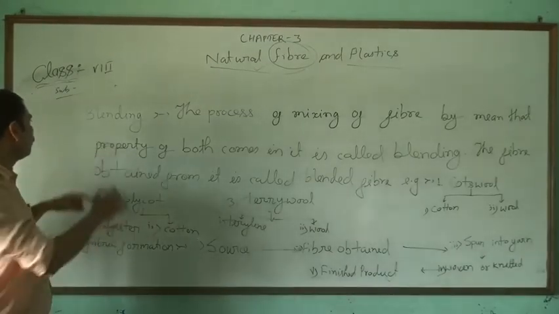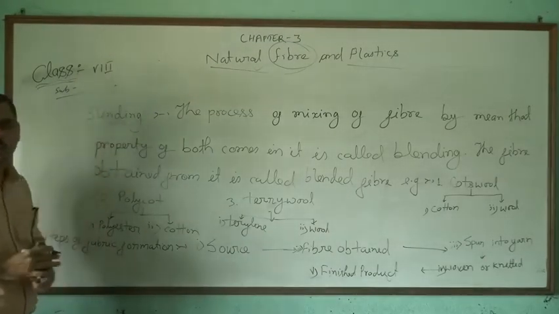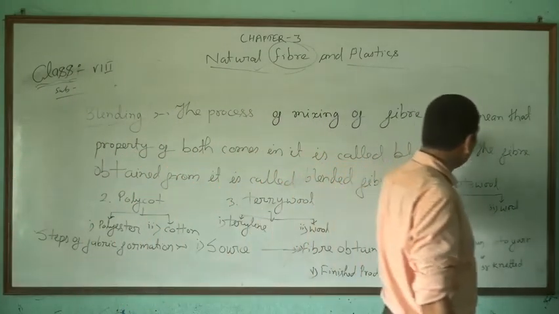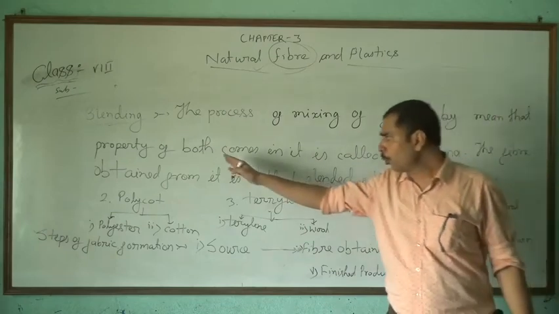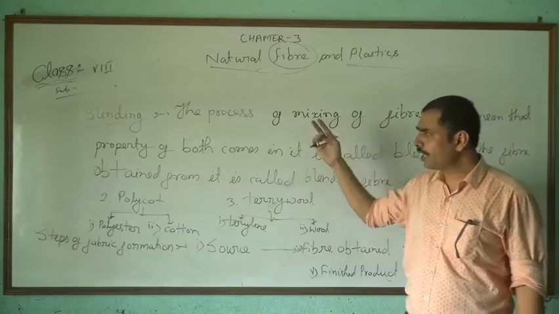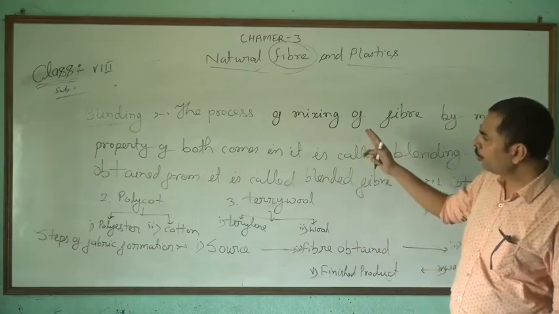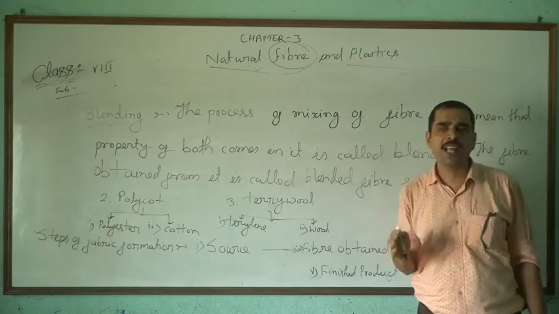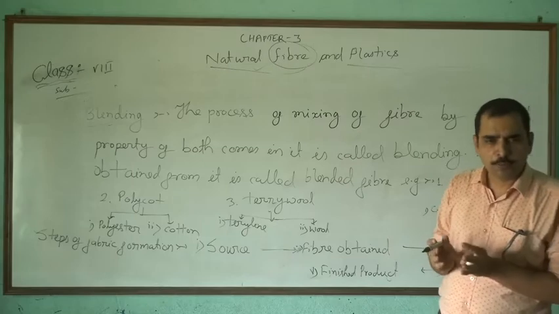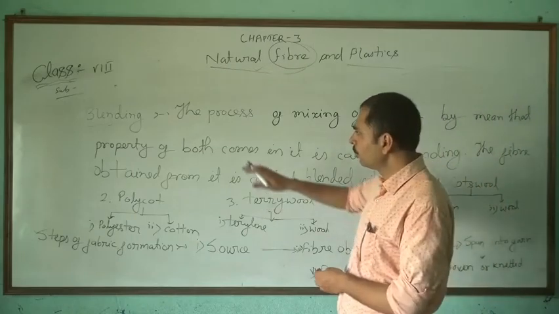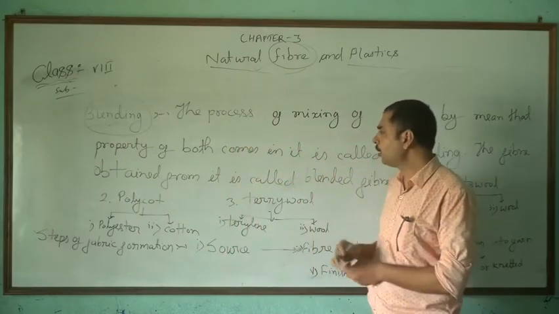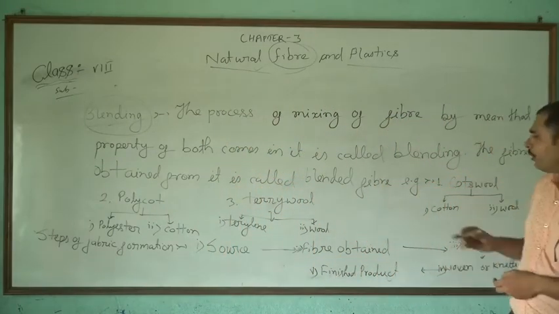The next word: blending. What is blending? The process of mixing fibers so that the properties of both come into the result. If we take two things, the properties of both fibers should be intact in the process of blending. Mixing in such a way that the properties remain intact is called blending. And the fiber obtained from blending is called blended fiber.